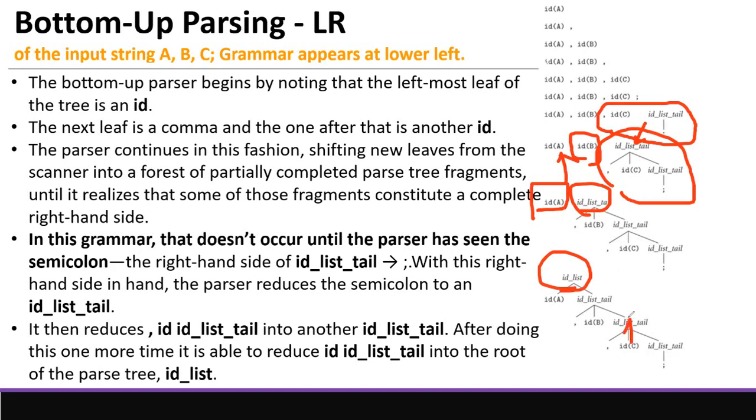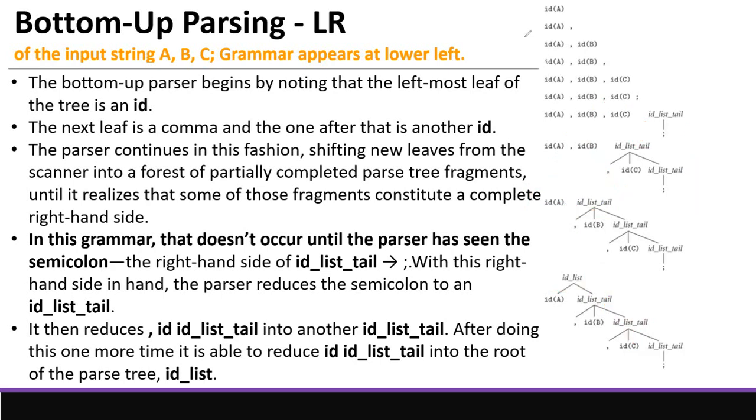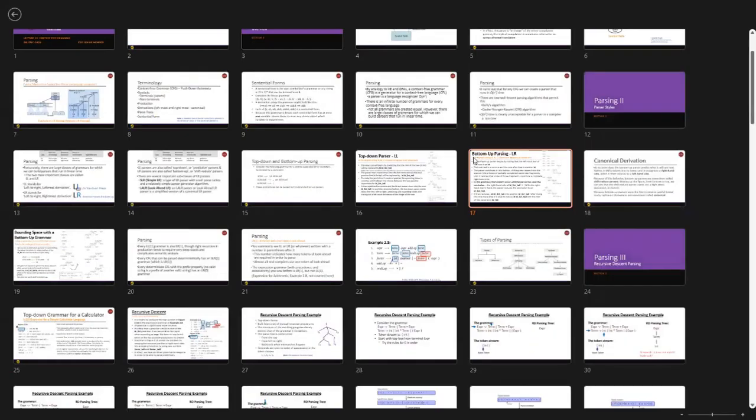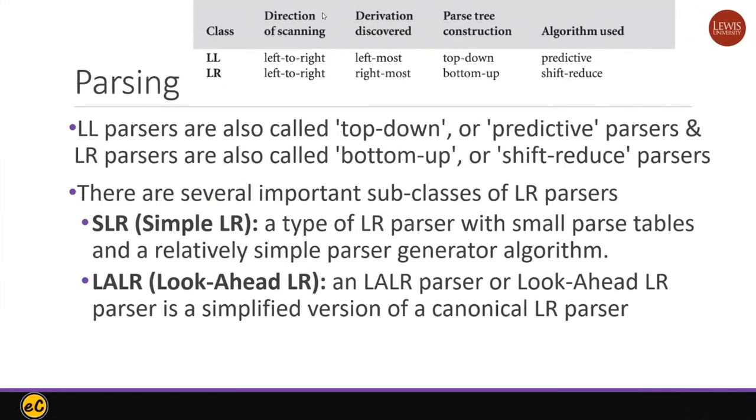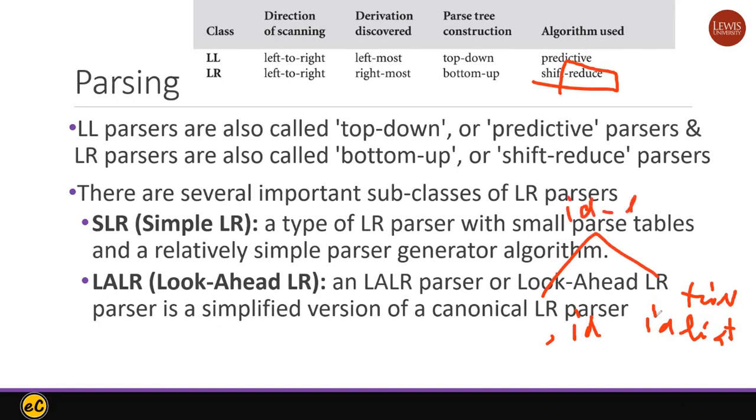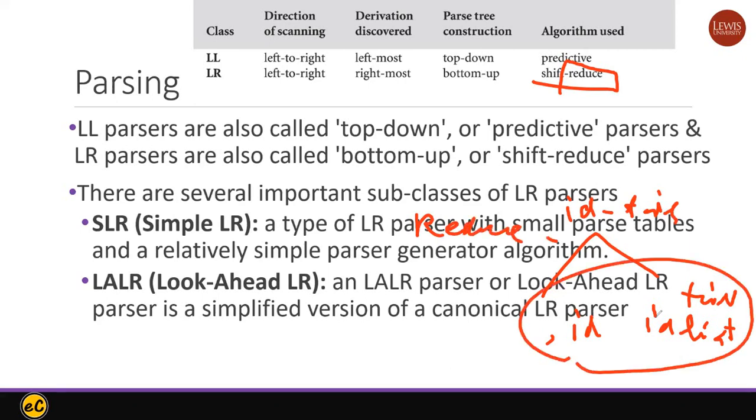This one is generating production rules, and that's why we call it shift and reduce. When you form an ID tail, and this creates another ID tail, we call it reduce. If a sentence is reduced to a non-terminal, we call it reduce. We call this for the LR parser.